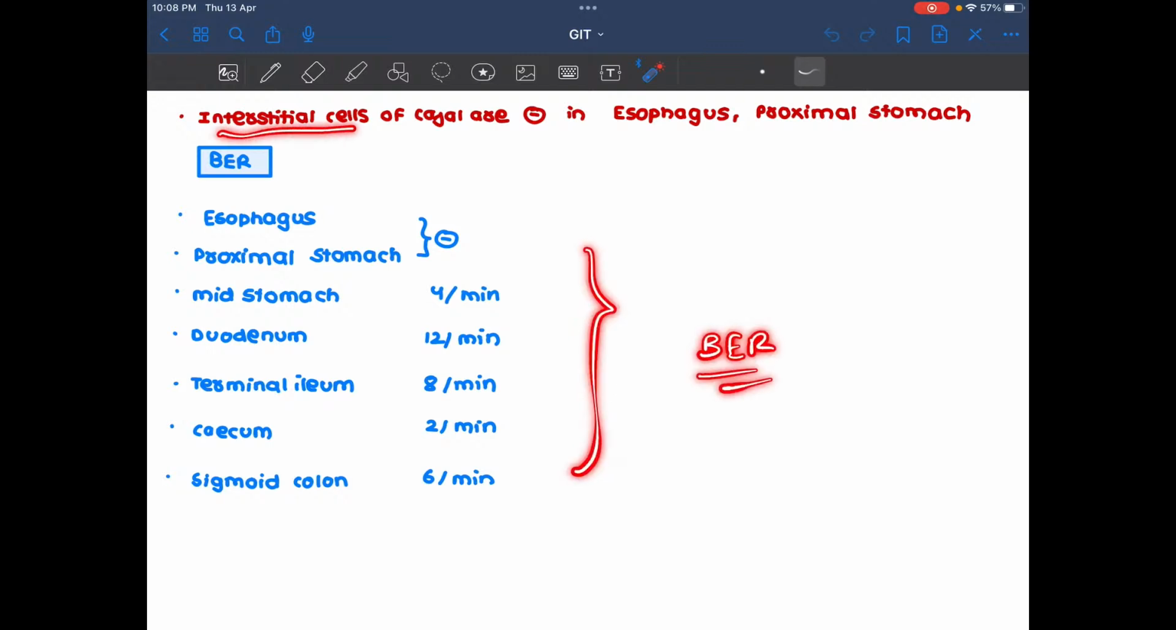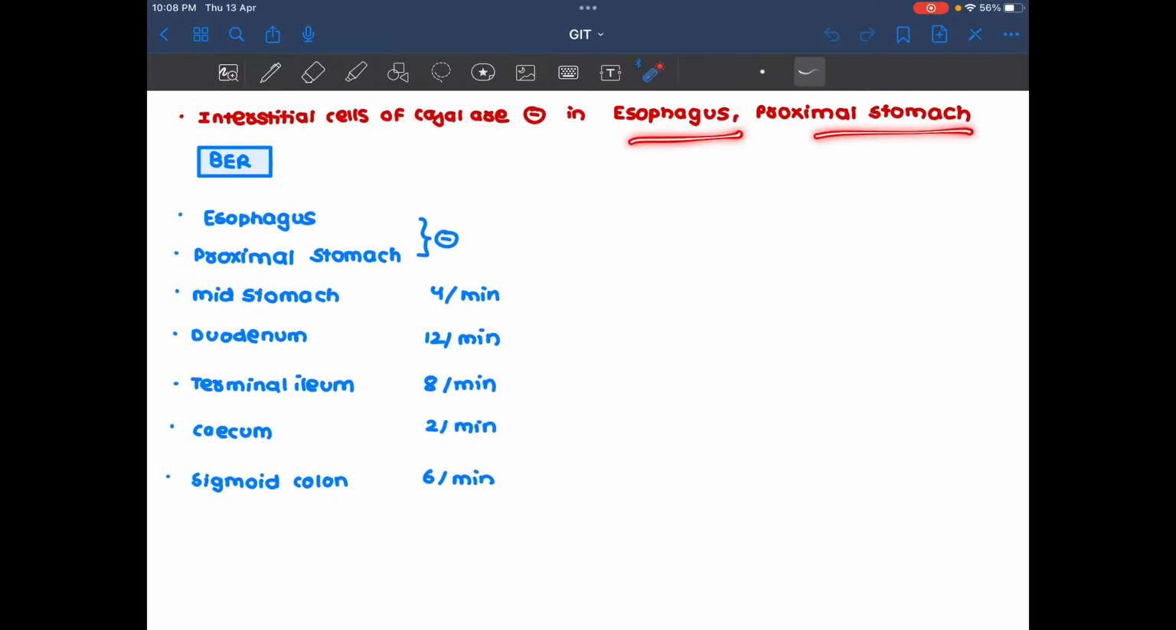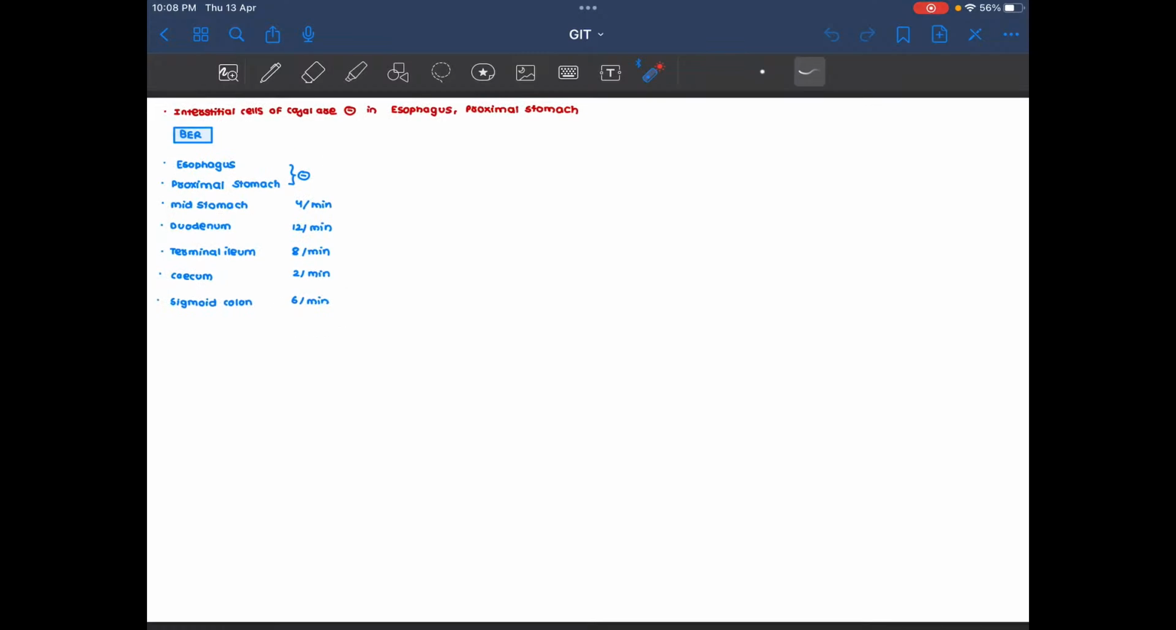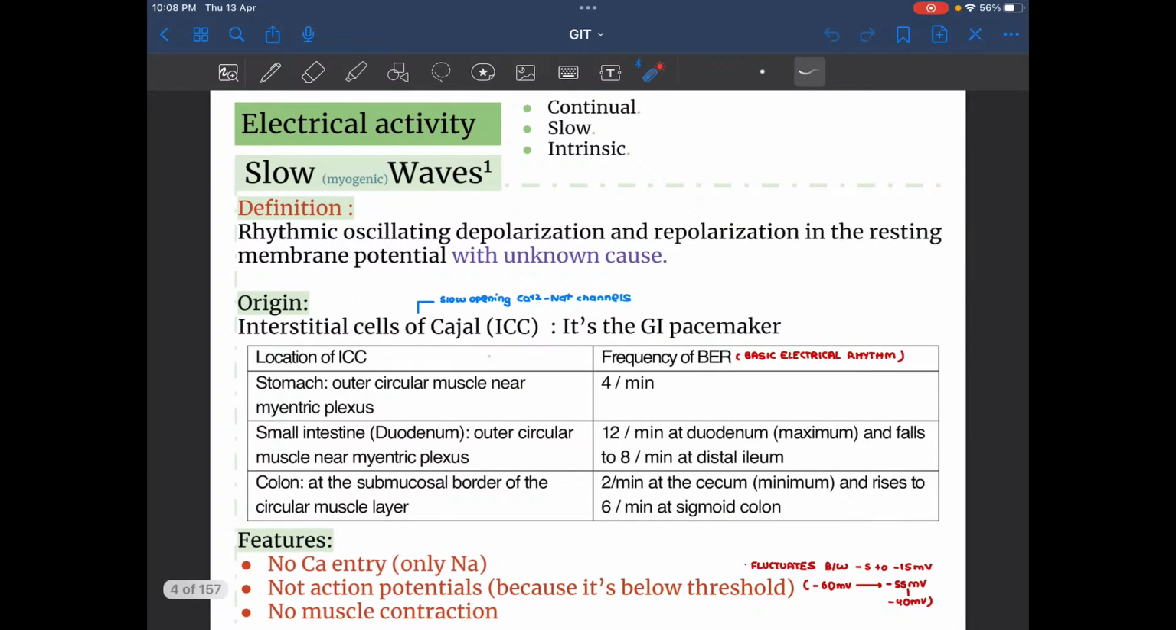And the interstitial cells of Cajal are absent in the esophagus and proximal stomach. That is why the basic electrical rhythm is not present in the case of the esophagus and the proximal stomach. Just remember, the interstitial cells of Cajal have a special type of channels. They're known as slow opening calcium sodium channels. So they're both calcium as well as sodium. If someone asks you which is the predominant ion here, the ion that is predominant is sodium.